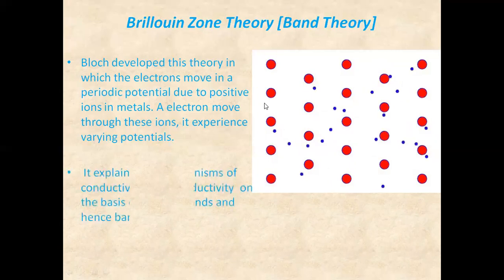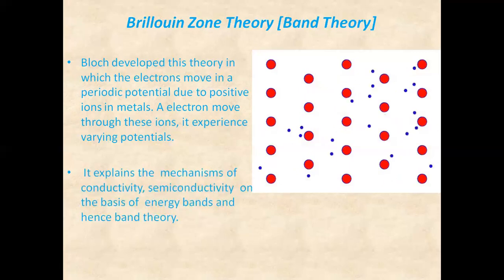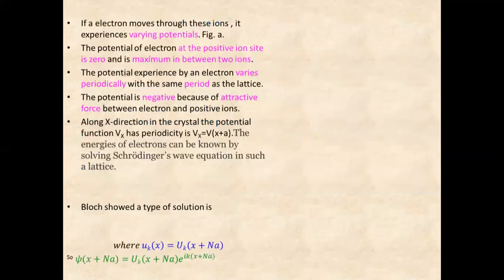It explains the mechanism of conductivity and semiconductivity on the basis of energy bands, and hence the name band theory. That means Bloch explained, based upon his periodic potentials, the mechanism of conductivity and semiconductivity on the basis of energy bands. If an electron moves through these ions, it experiences varying potentials.